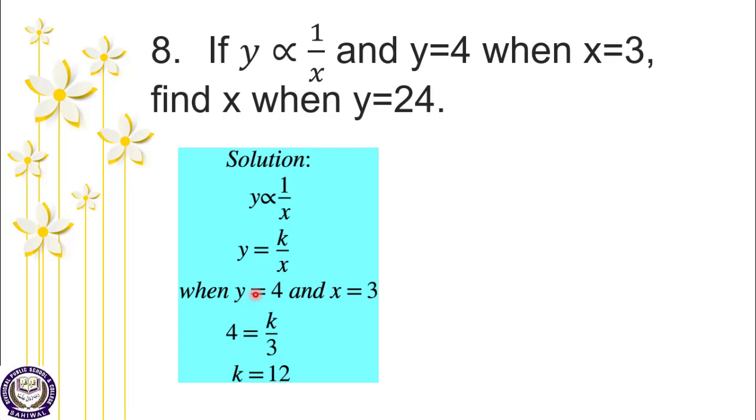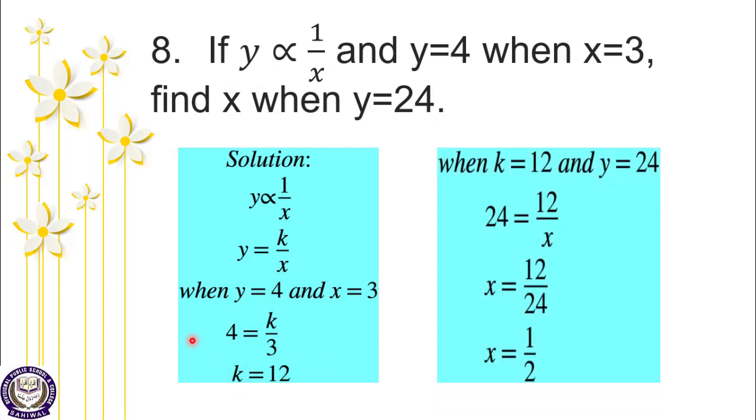When y is equal to 4 and x is equal to 3, 4 is equal to k over 3. So, we have the value of k, that is 12. Now, for the value of x, we put k equal to 12 and y equal to 24 in the equation y is equal to k over x. After putting these two values, we get 24 is equal to 12 over x, or we can write it as x is equal to 12 over 24, which means x is equal to 1 over 2.